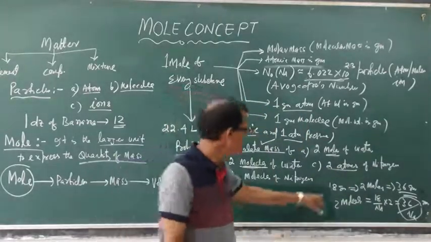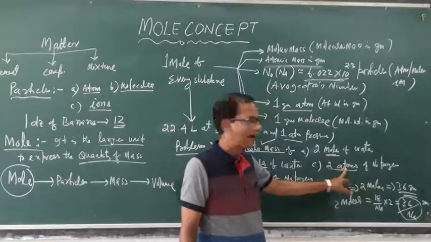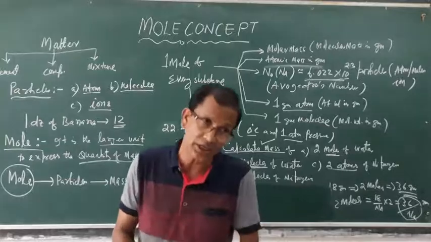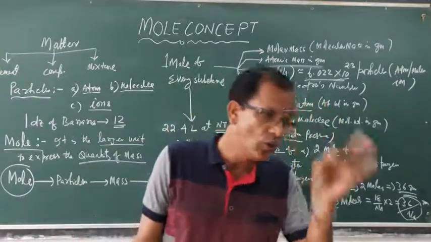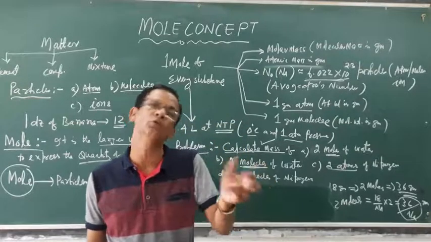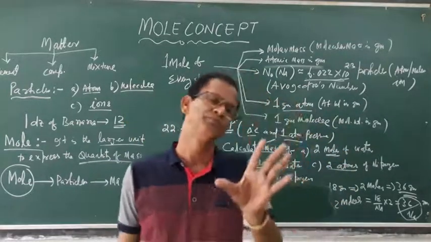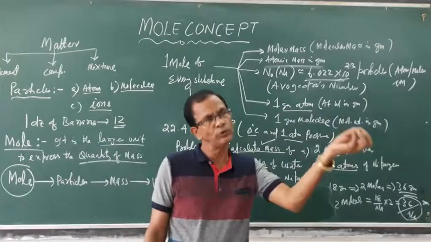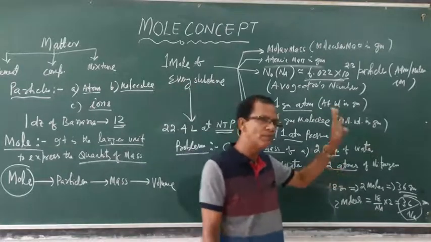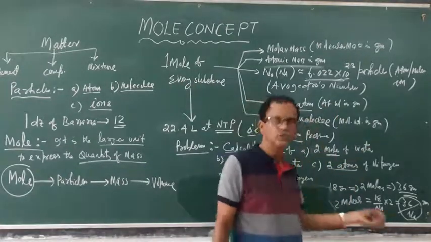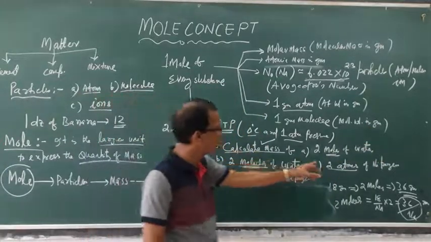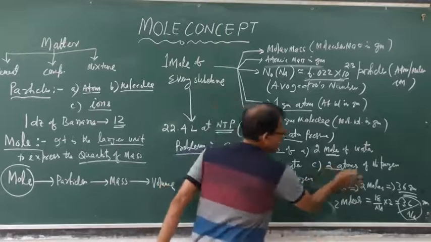Here the term used is atom. Atom of nitrogen. When we are using atom of nitrogen, you use atomic mass. When you use the molecule of an element, molecular form, use molecular mass. This is a very important technique. When atom is used, atomic mass will be used. When molecule is used, molecular mass will be used. So here you see, calculate the mass of two atoms. Atom means number of particles.